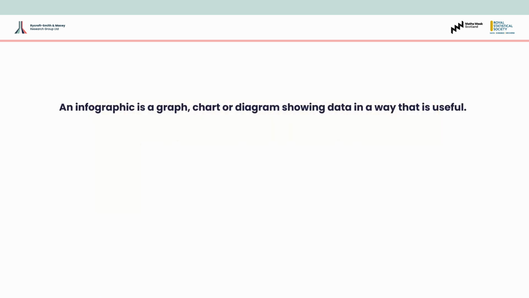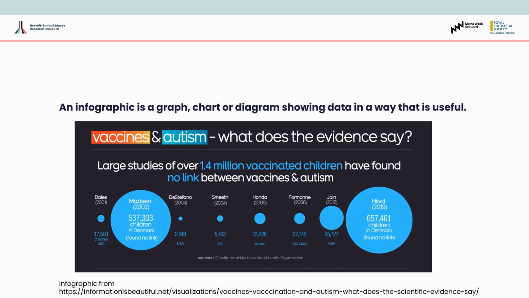So some things to consider with Graphcraft. Firstly, what is an infographic? Well, it's a graph, chart or diagram of some kind showing data in a way that's useful. In other words, an illustration of data. And here's an example from the lovely website Information is Beautiful, looking at ideas around vaccines and autism. So this data tells a story. The more you look, the more detail you can see, but there's a clear overall message. And infographics are useful in order to tell stories with data.